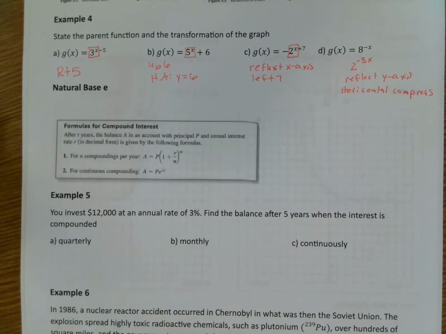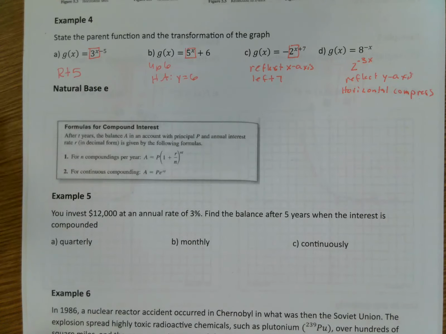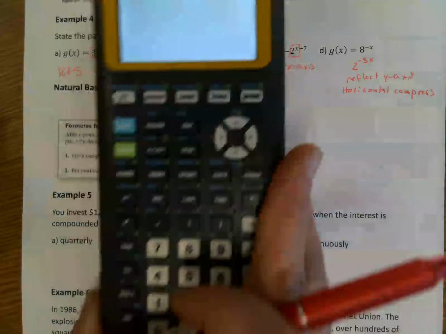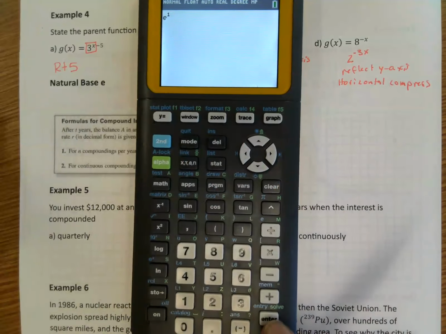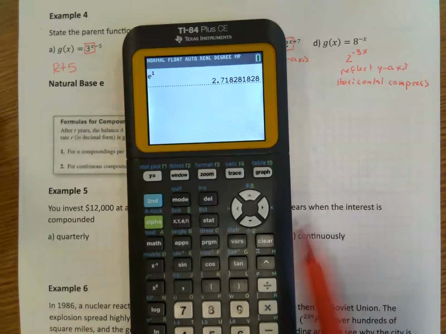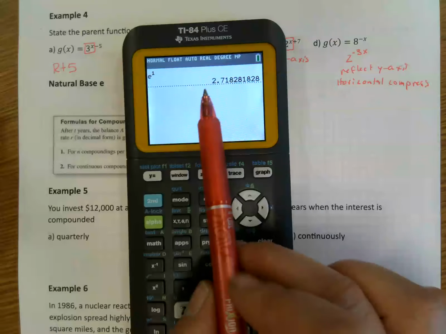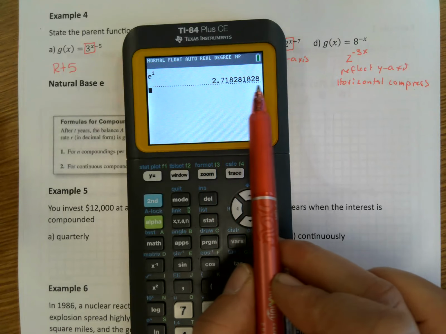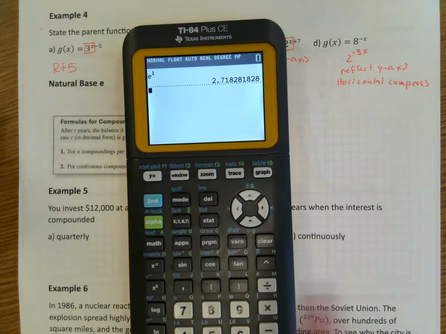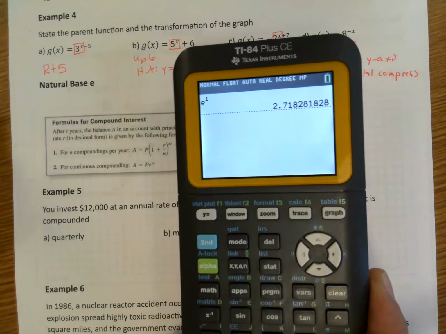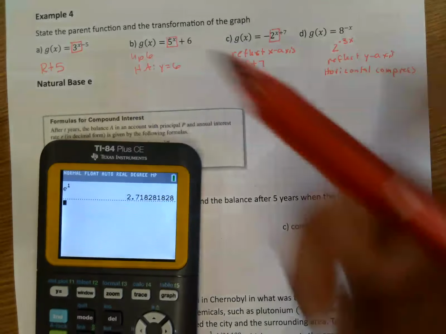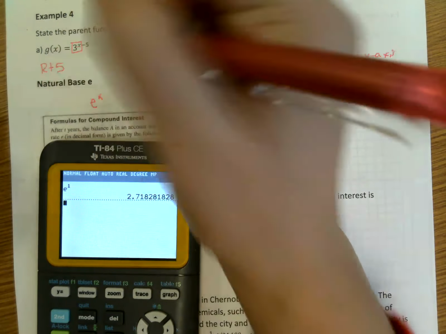Okay, natural base e. When we have this number, we have a base e. If you look at your graphing calculator, you have this natural log. That's what we're talking about. Here's my base e. If I push second, base e, and I raise it to the first power, e is going to be a continuing number that goes on forever, 2.7, and it does not repeat. Even though it looks like it might repeat, it does not repeat. So e is that number, kind of like pi.